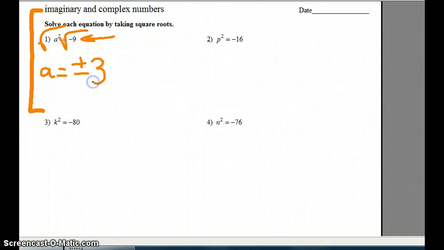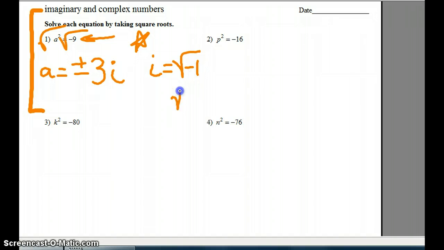And we're going to take the square root of 9, which is 3, but the square root of a negative 1 is going to be defined as i. So what you need to know is i is equal to the square root of negative 1.